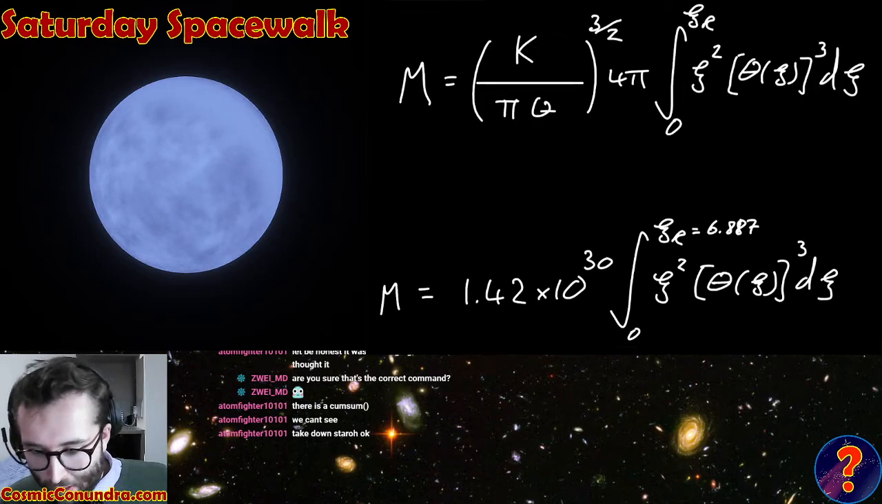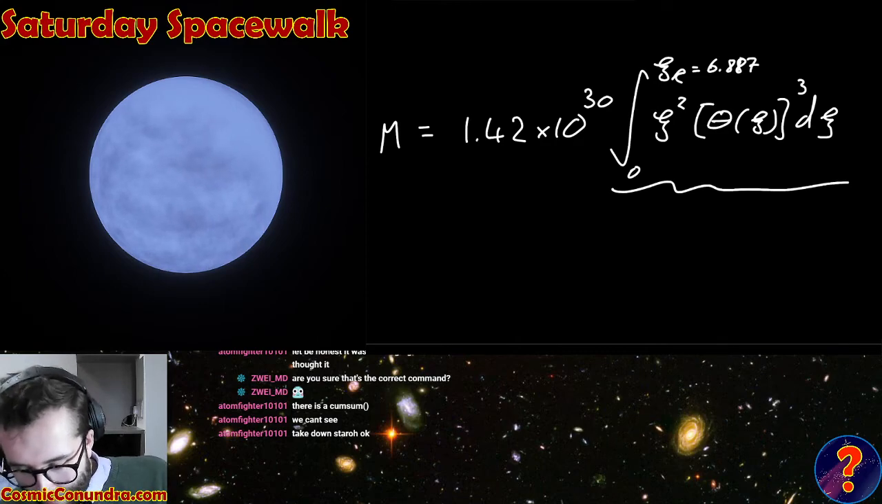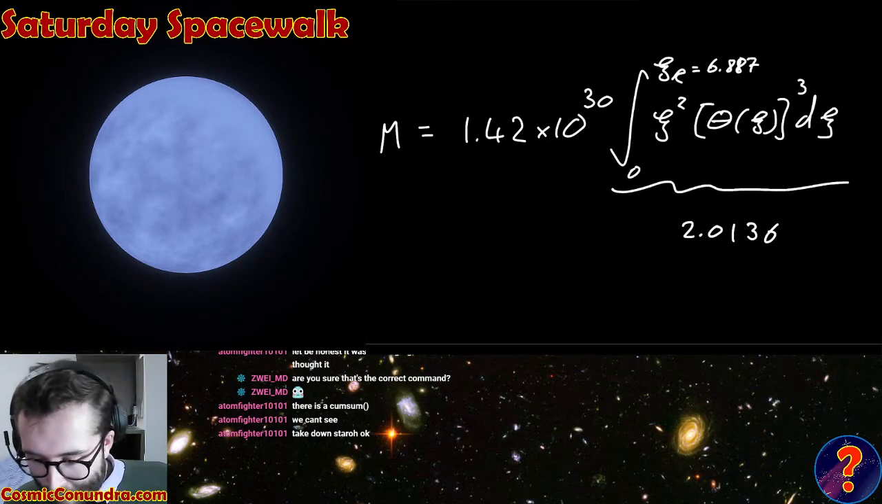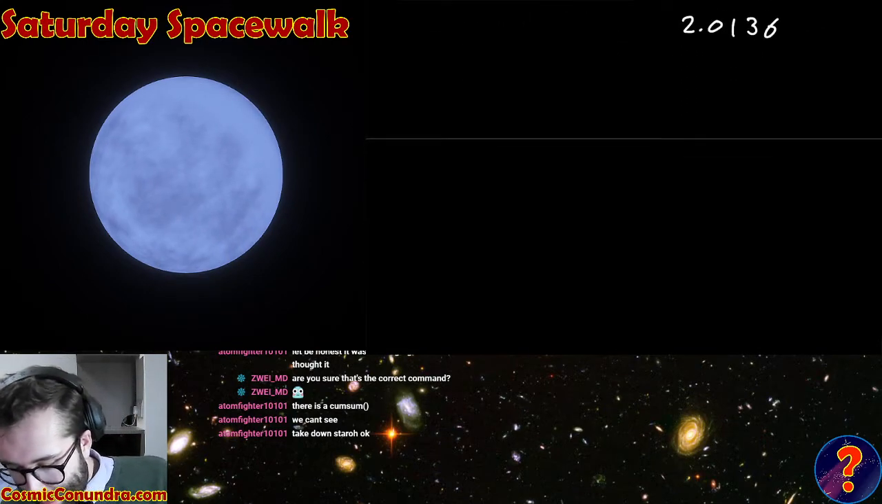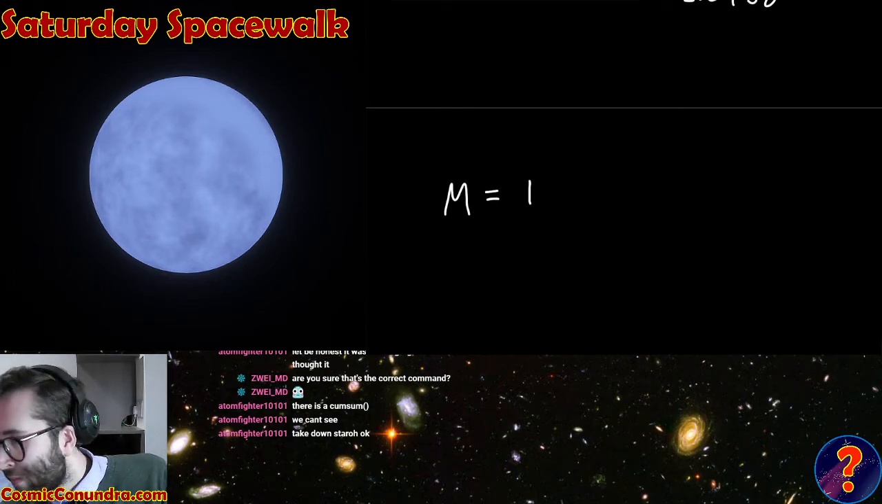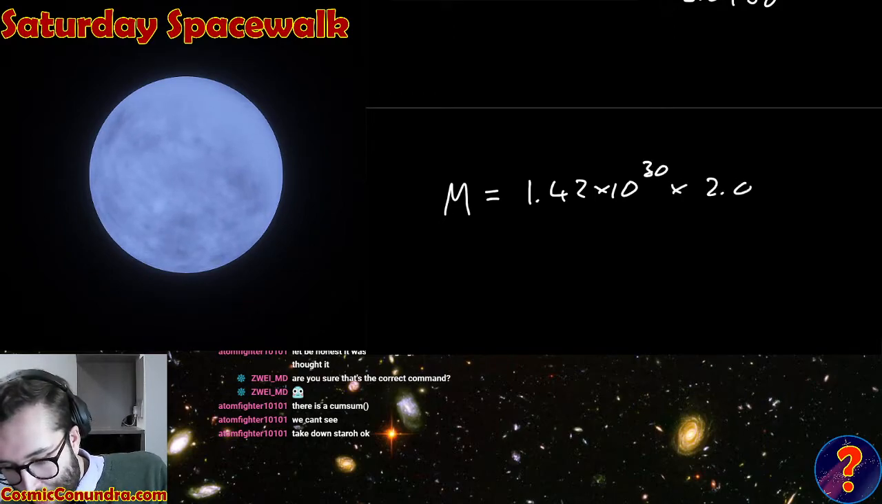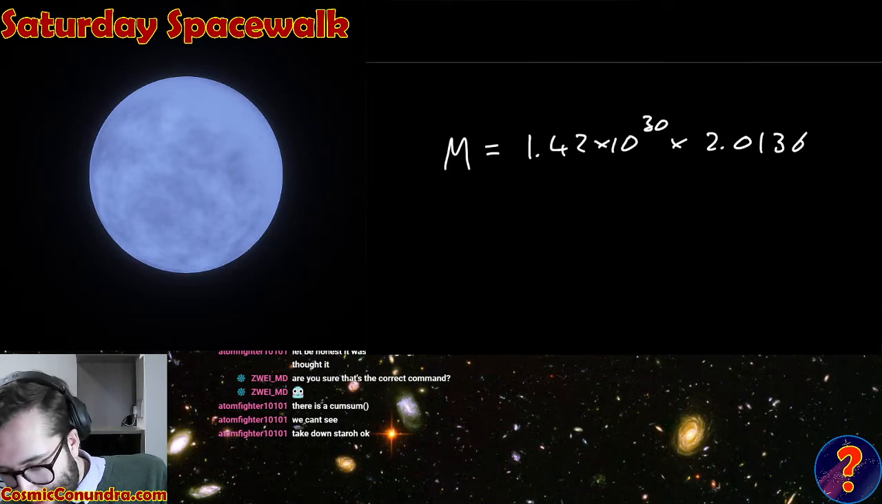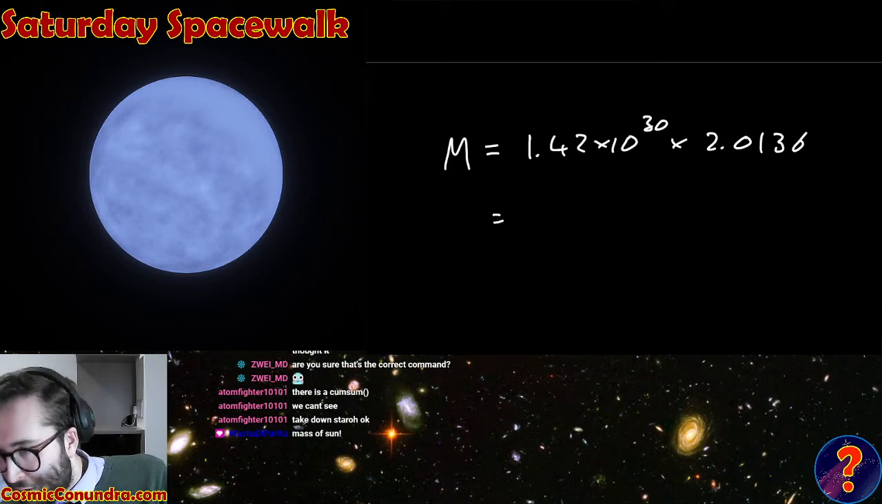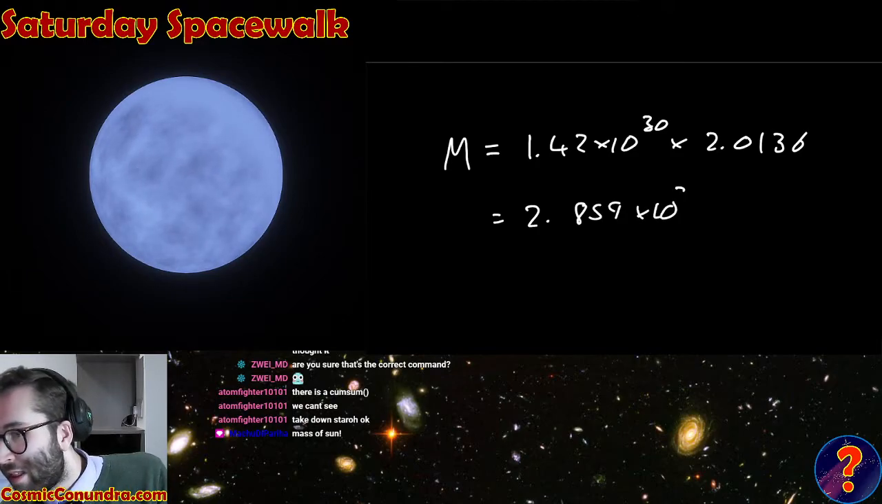Okay, so what we've found numerically is that the value of this integral is 2.0136. That means the total mass we've figured out for the star is the 1.42 times 10 to the 30 from before, now times this 2.0136, or in kilograms, 2.859 times 10 to the 30.